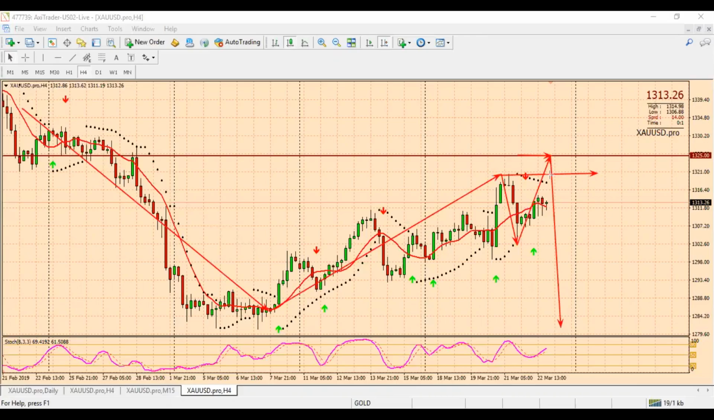That's when we could look for a short entry. Alternatively, we'd like to see one more push down, hopefully get through 13, price closing below 13, then we can pull back and go short. So that is one thing that we should be focusing on.